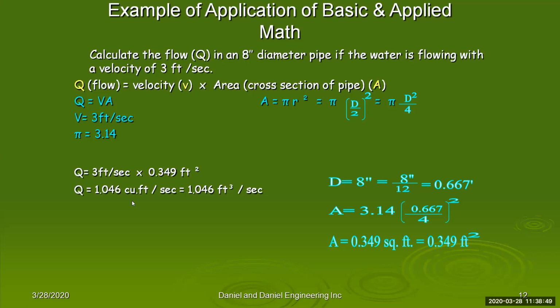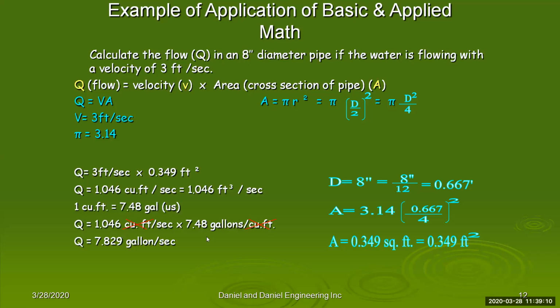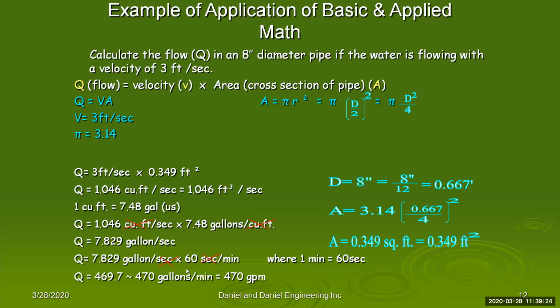And we wanted to answer in gallons a minute. And we had to remember that 1 cubic foot was 7.48 gallons. So it's 1.046 cubic feet per second by 7.48 gallons per cubic foot. And the cubic feet will go, so we end up with 7.829 gallons a second. But we have to remember that in 1 minute, you have 60 seconds. So you multiply that 7.829 gallons a second by 60 seconds for every minute. The seconds will go and we get the answer in GPM.